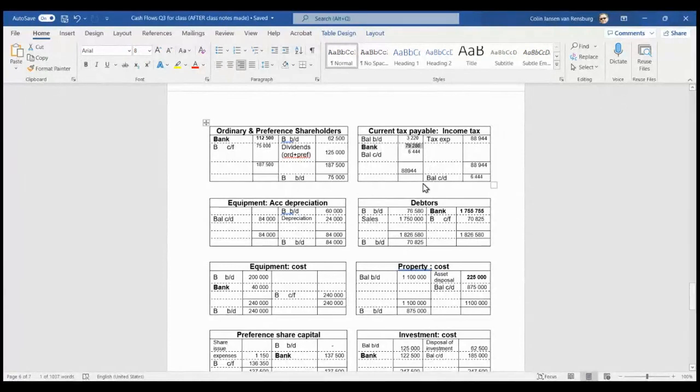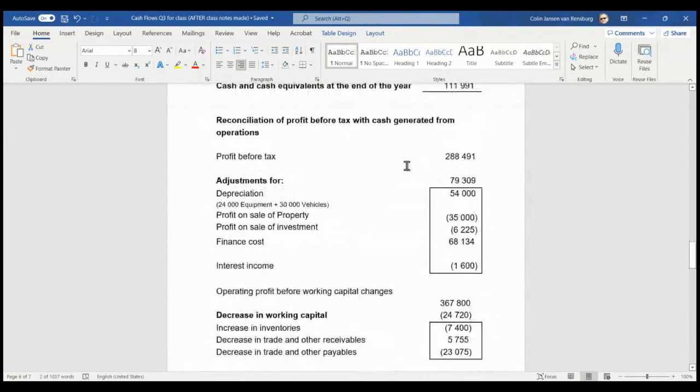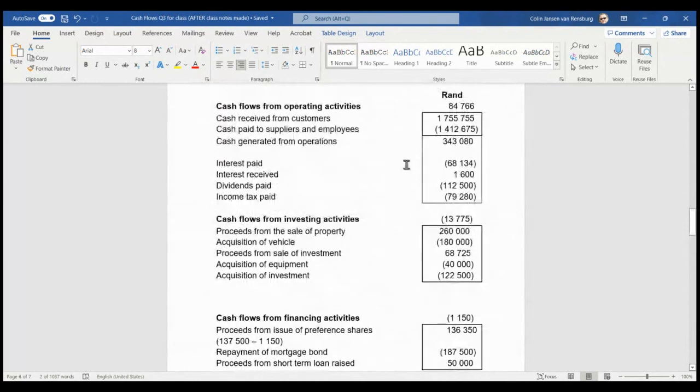So 79,280. We go to the face of our statement of cash flows. There we go. Income tax paid. That is how we describe it. 79,280. And clearly, ladies and gentlemen, it's something that we have paid. So it will be an outflow of cash. Therefore, we're going to show it as a negative.